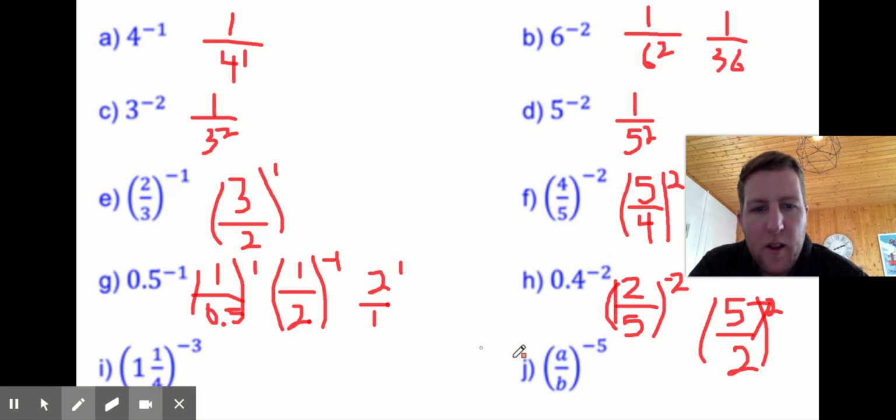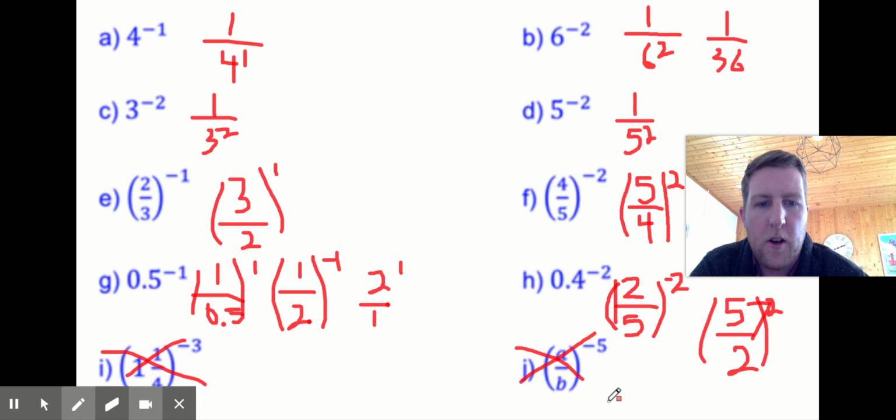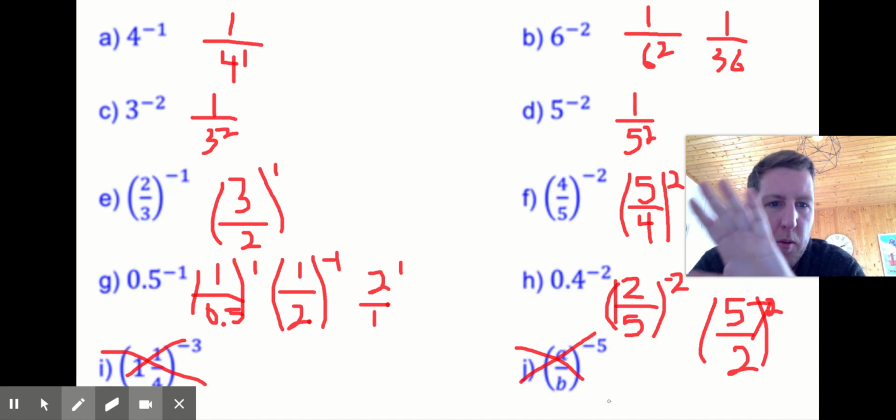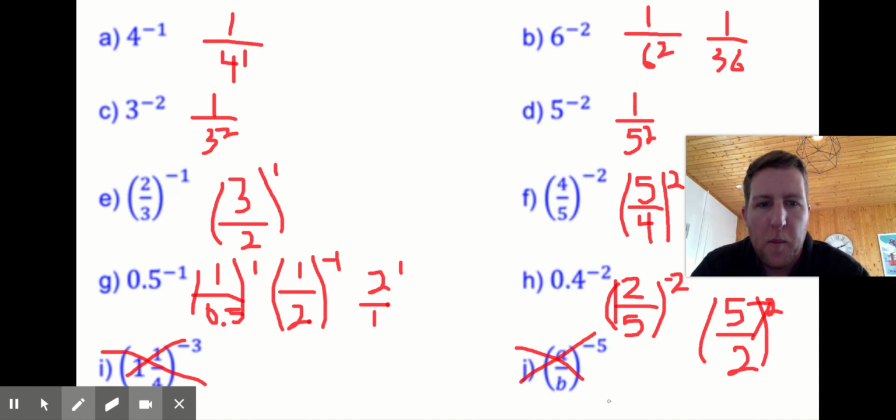I'm going to leave the last 2 out for now, so don't worry about those 2. I couldn't delete them off the picture, so we'll just cross them out. But I want you to be comfortable with those 8 examples, all right? Because the Khan Academy questions are related, and these are interesting situations. You've got some decimals and negative powers, you've got fractions with negative powers, and then just regular numbers. Okay, thank you.